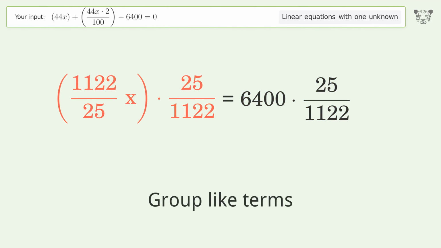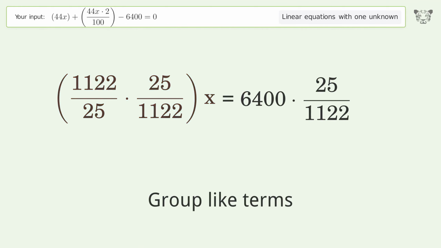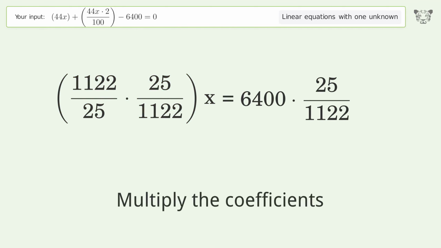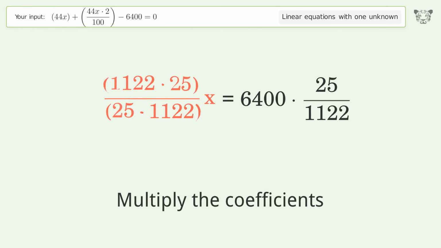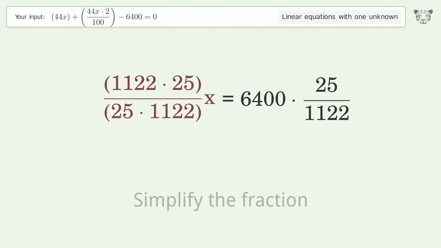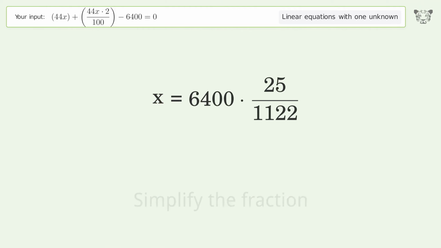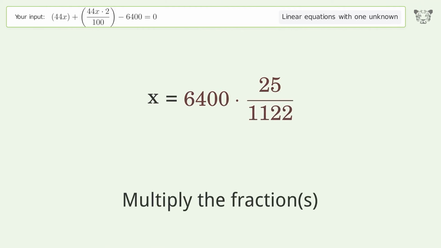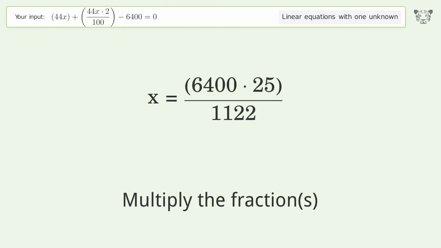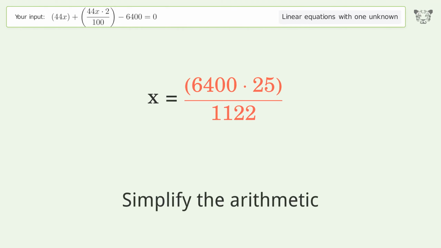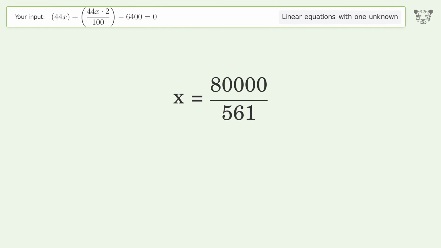Group like terms. Multiply the coefficients. Simplify the fraction. Multiply the fractions. Simplify the arithmetic. And so the final result is x equals 80000 over 561.